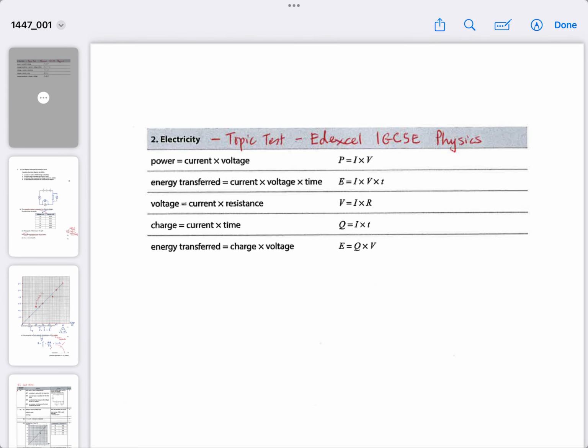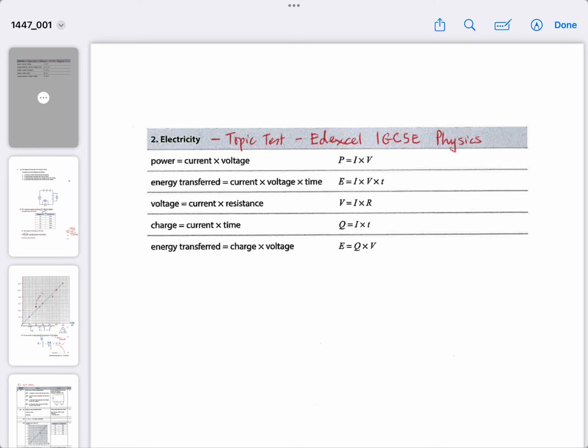Okay, today I'm going to go through an electricity topic test from Edexcel IGCSE for the physics syllabus. These are the equations that they gave in the last few years, and I think they're going to give something very similar this year in the IGCSE. So if you're revising for your IGCSE Edexcel physics or double science, this run-through will help you.